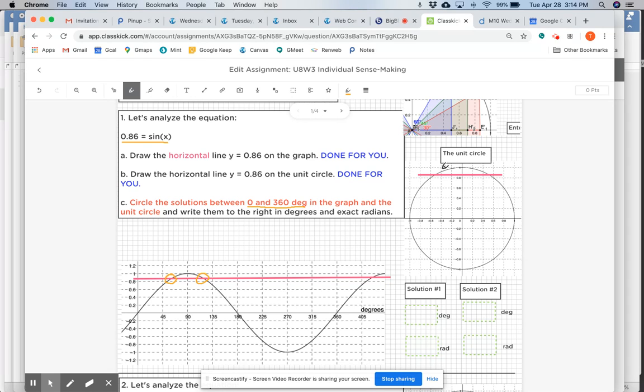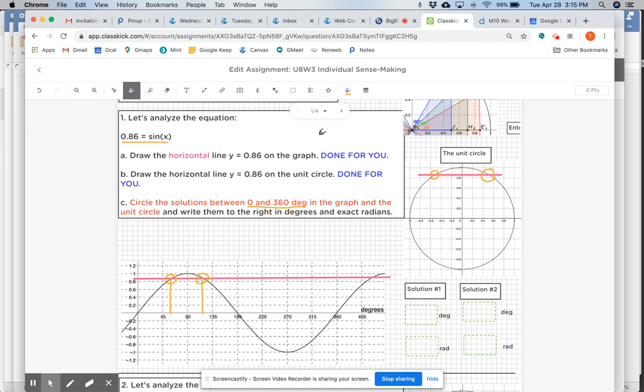And I'll do the same thing in my unit circle. Okay, over here as well. Boom, and boom. Okay, now I need to figure out what are these solutions. From the graph, I see that, if I just were to estimate, it should be somewhere between 45 and 90, and then somewhere between 90 and 135 degrees.